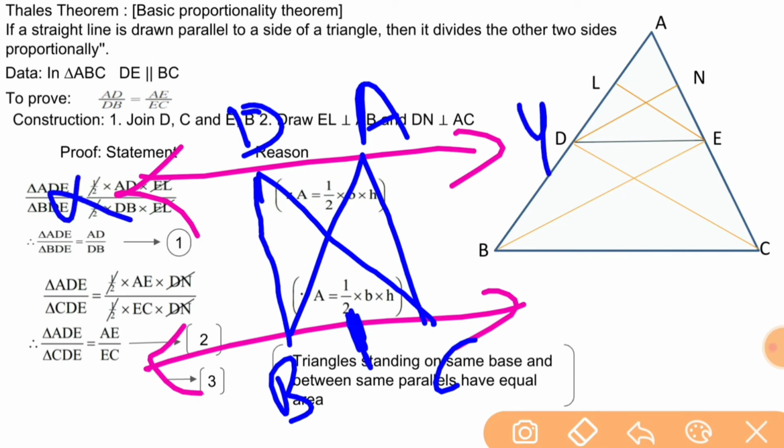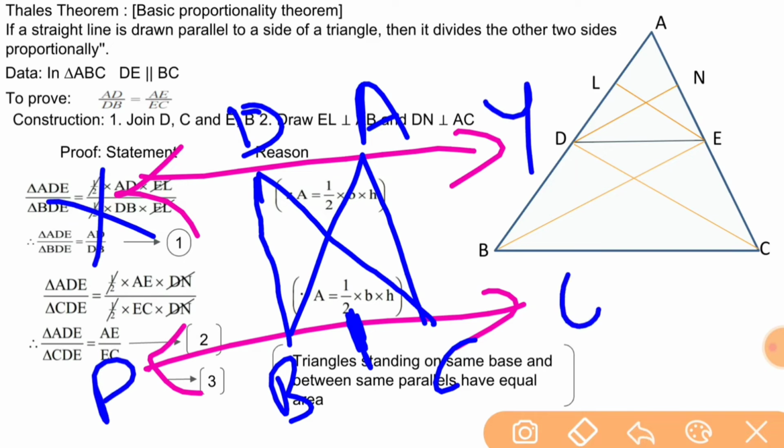Suppose it is XY, and P and Q. So XY is parallel to PQ. Therefore, these two triangles are standing on the same base. What is the same base? The common base BC. And they are between the same parallel lines XY and PQ.